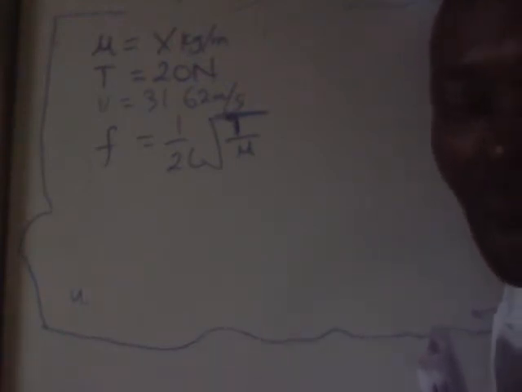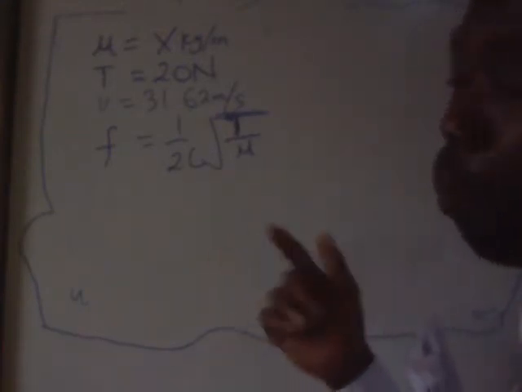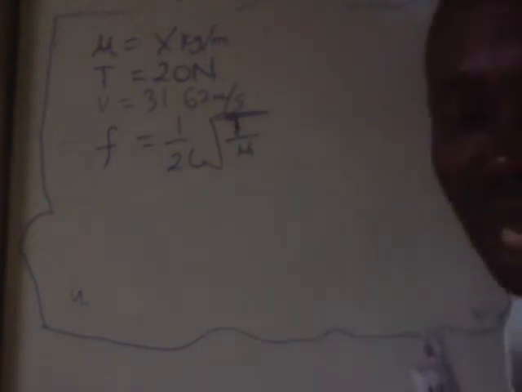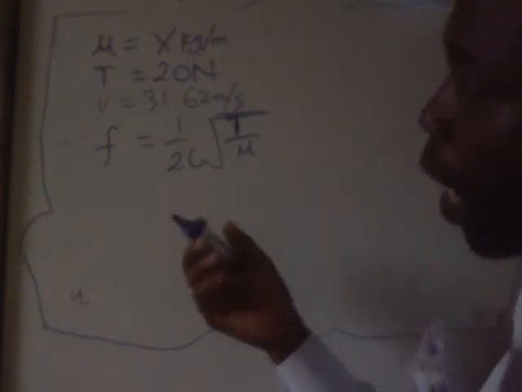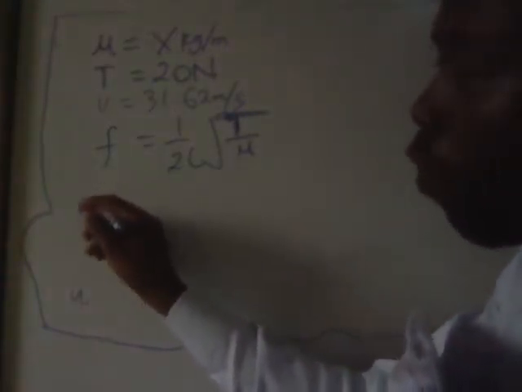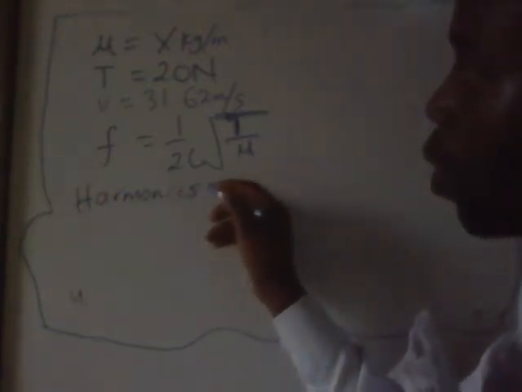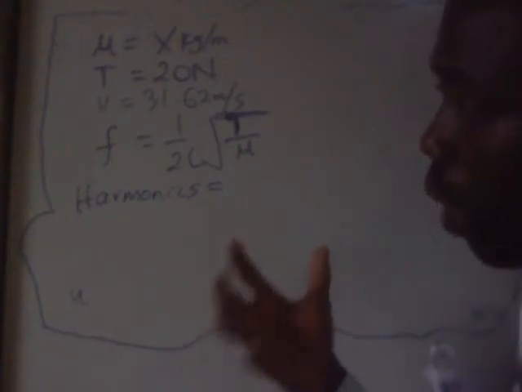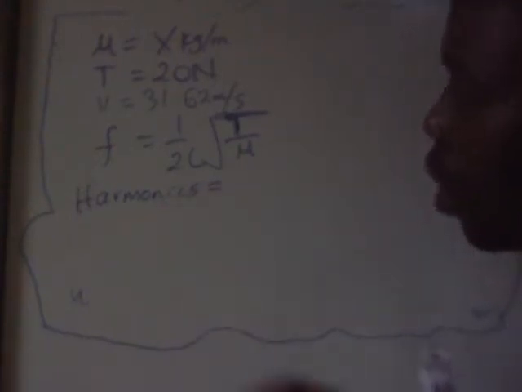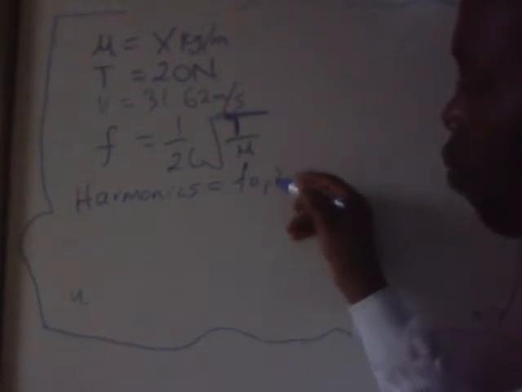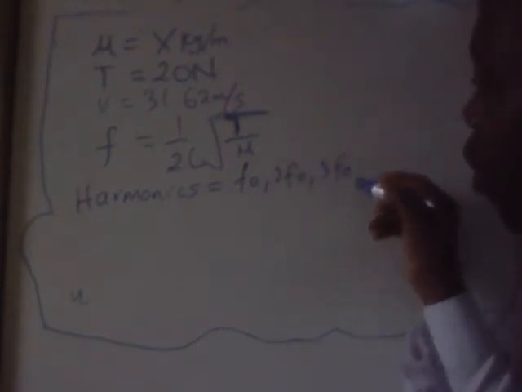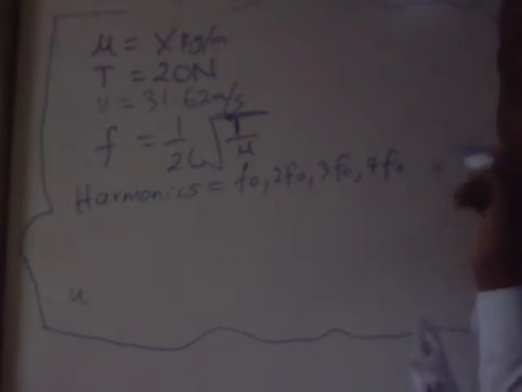we have closed pipe and open pipe, under sound waves. Are you there? So for a string, we are going to use the open pipe harmonics. You use the harmonics of open pipes for strings. So we have F naught, 2 F naught, 3 F naught, 4 F naught, and it continues. They are just integers.